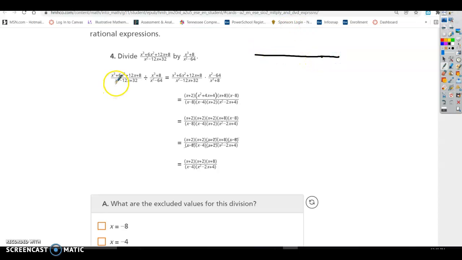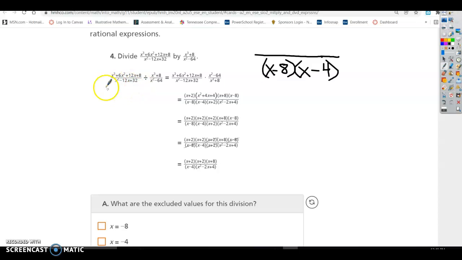We're going to factor x squared minus 12x plus 32 because we know that's going to factor into two binomials. So I'm going to have x times x, what multiplies to give me 32 and adds to give me negative 12. So that would be negative 8 and negative 4. Negative 8 times negative 4 gives me a positive 32. Negative 8 plus negative 4 gives me a negative 12.